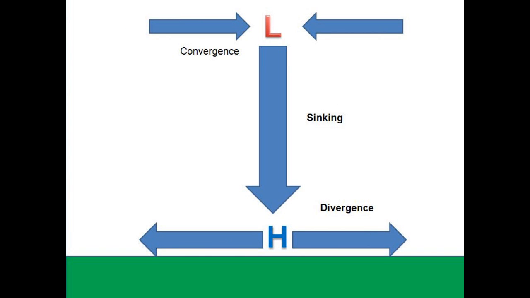For convergence aloft, you have winds coming together in the upper atmosphere. These winds have to go somewhere, so they go downward, and this gives a general sinking motion in the vertical column and generates high pressure and divergence at the surface.